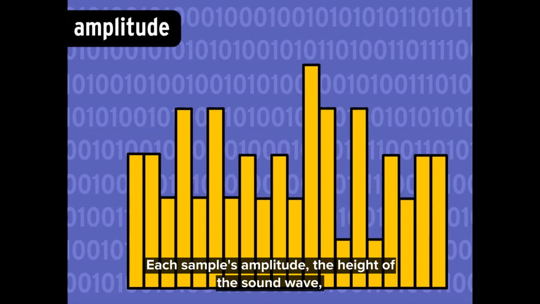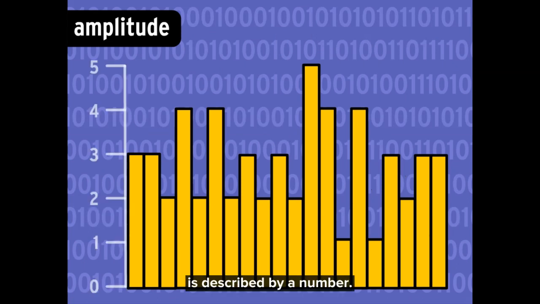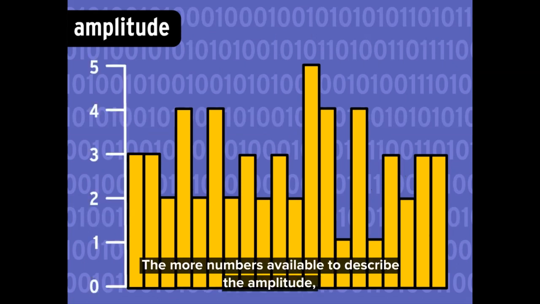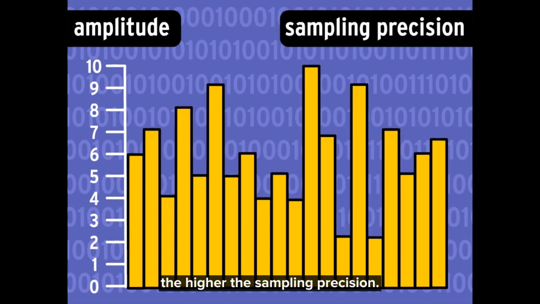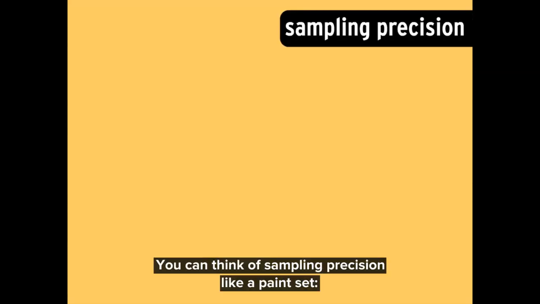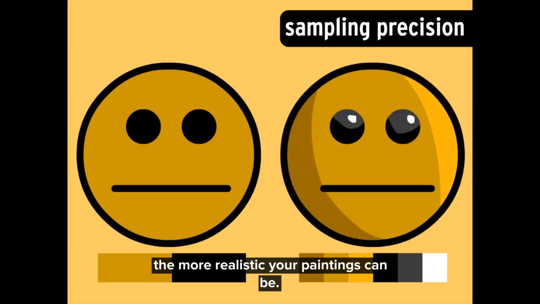Each sample's amplitude, the height of the sound wave, is described by a number. The more numbers available to describe the amplitude, the higher the sampling precision. You can think of sampling precision like a paint set. The more colors you have in the set, the more realistic your paintings can be.